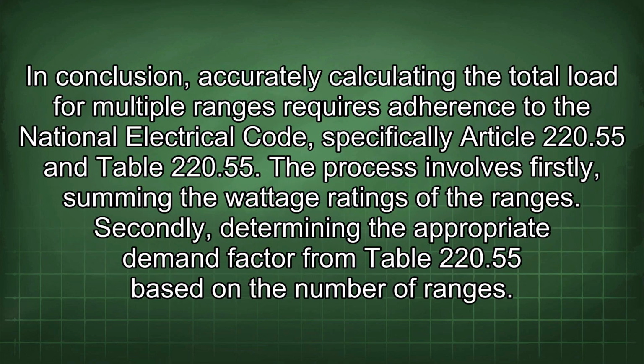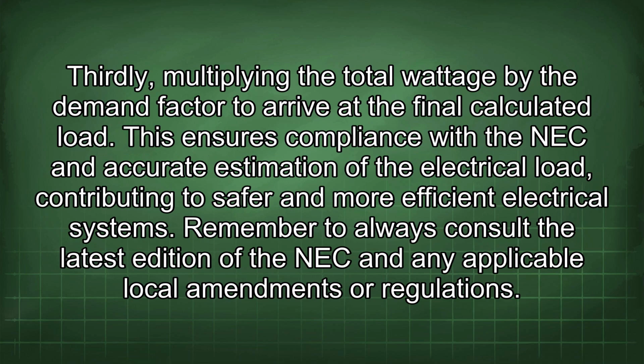In conclusion, accurately calculating the total load for multiple ranges requires adherence to the National Electrical Code, specifically Article 220.55 and Table 220.55. The process involves, firstly, summing the wattage ratings of the ranges. Secondly, determining the appropriate demand factor from Table 220.55 based on the number of ranges. Thirdly, multiplying the total wattage by the demand factor to arrive at the final calculated load.